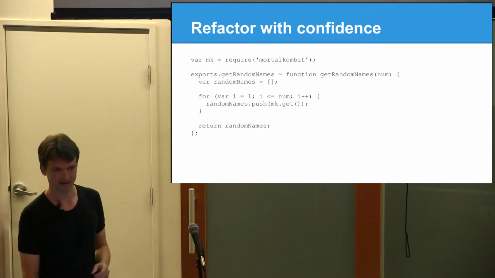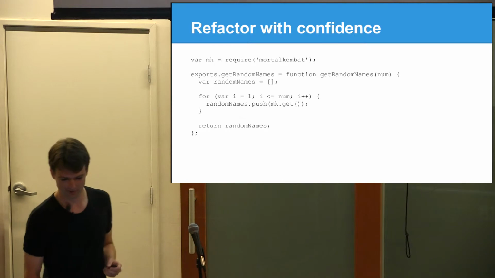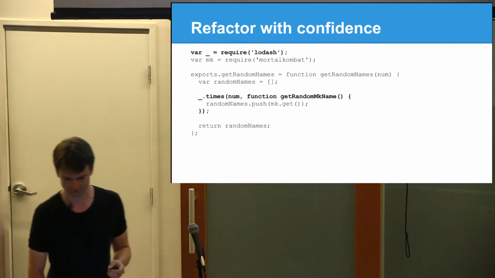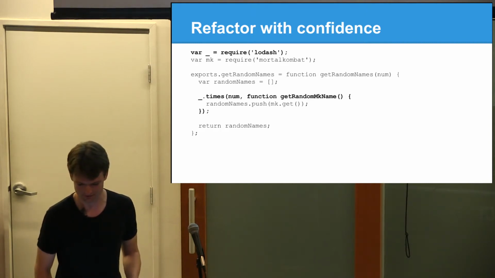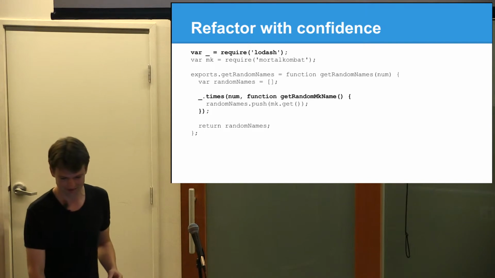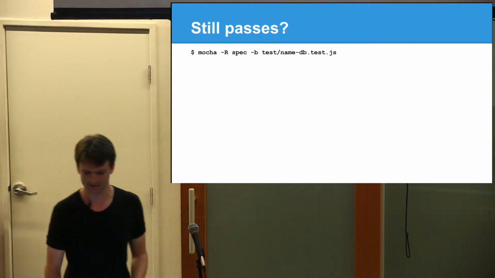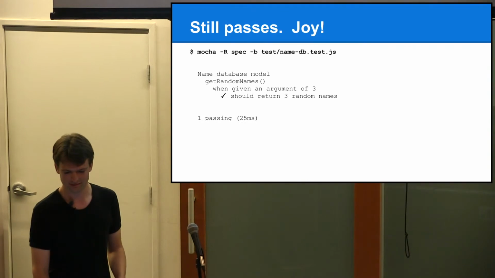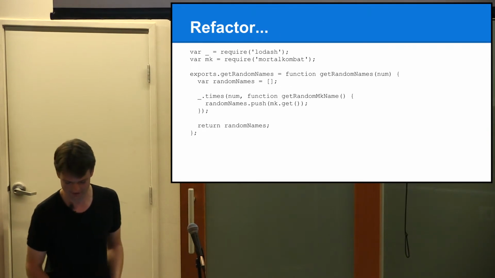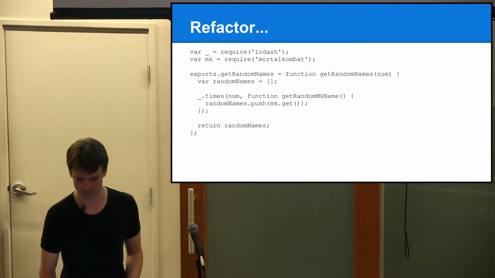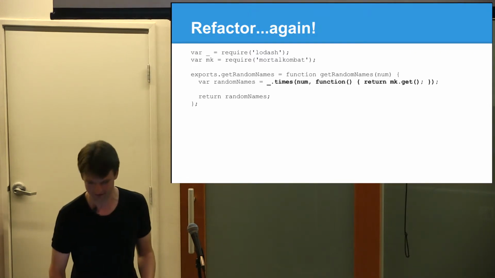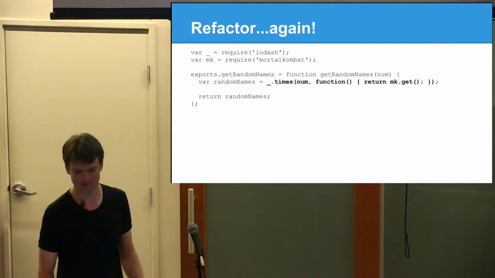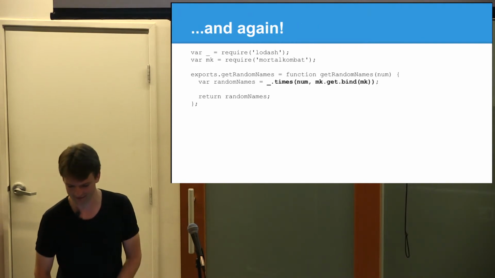Let's refactor with confidence. We have that in the for loop. How about we bring in Lodash, also known as underscore JS. It has a times function that's a little cleaner. I know, not a huge change, but a little more readable maybe. Still passes? Oh yeah, it still passes. Let's do it again. I didn't realize until reading the documentation for times that it actually returns an array. So I don't need to push something. I can just assign it directly. Cool, I saved lines of code. It's a bit cleaner. Run the test again, still passes. No harm done.